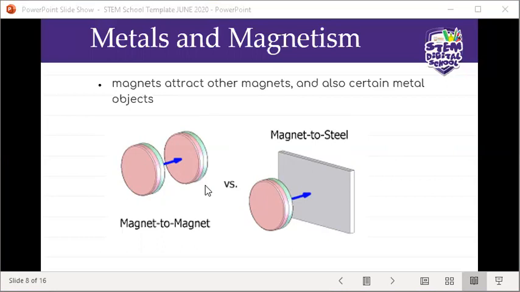So guys, here we have a picture showing us a magnet to magnet, which are attracting. And the other picture here on the right is showing us a magnet to steel, which are also attracting.